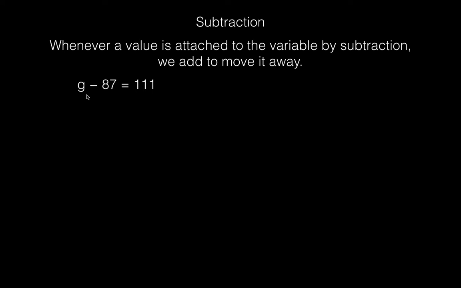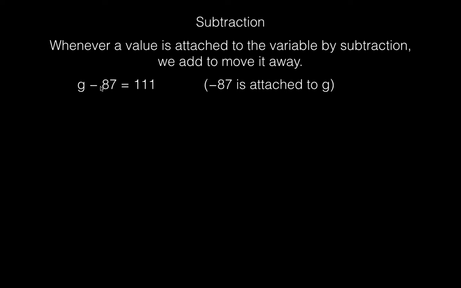Alright, so in this problem we have g minus 87 equals 111. Once again, the equal sign is like a wall. If you want to, on your paper, I usually just draw a line so that I have the visible wall there, and I know that this represents the left side, that represents the right. But looking at that, the value that's with g is a negative 87.